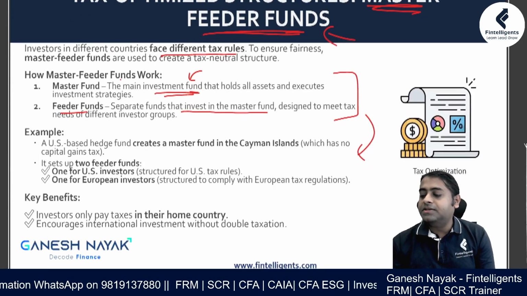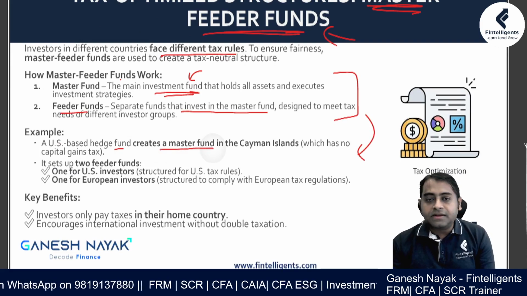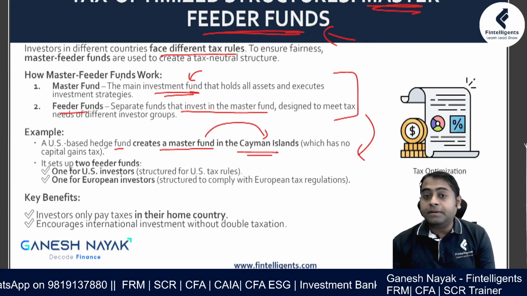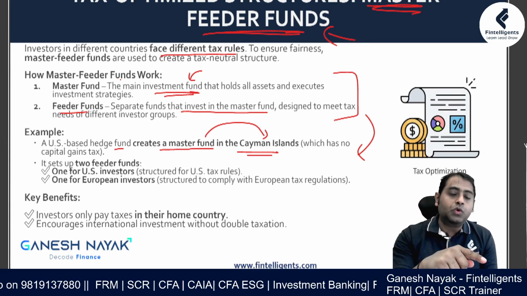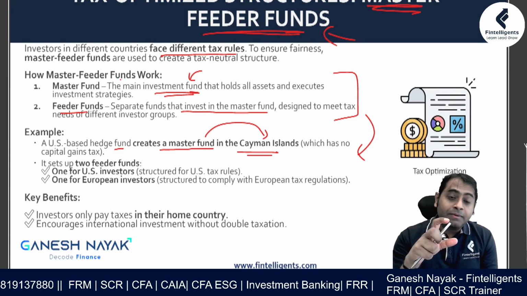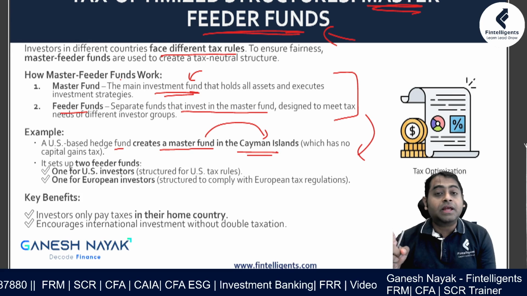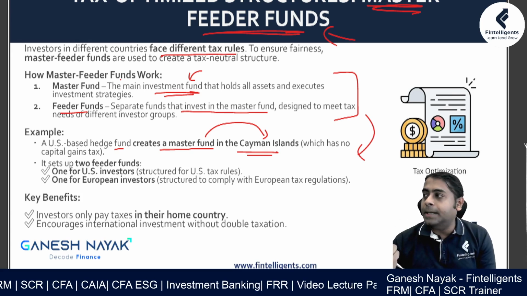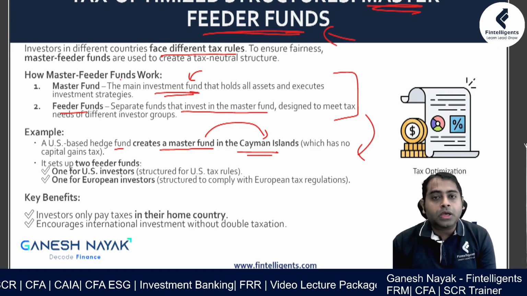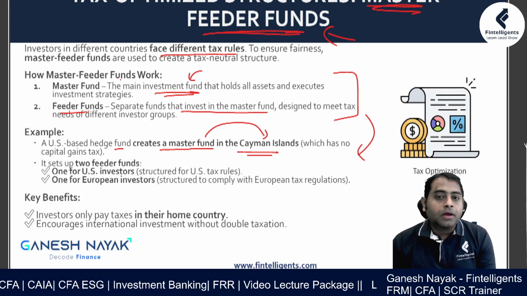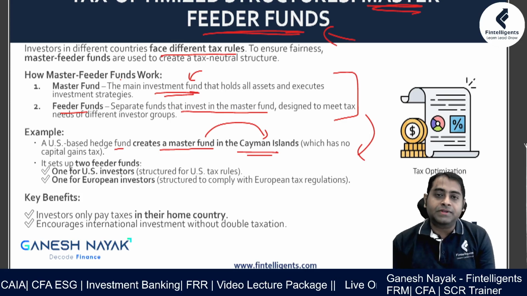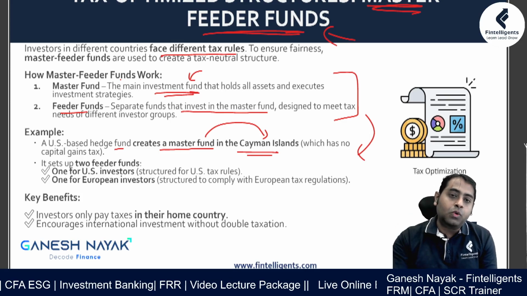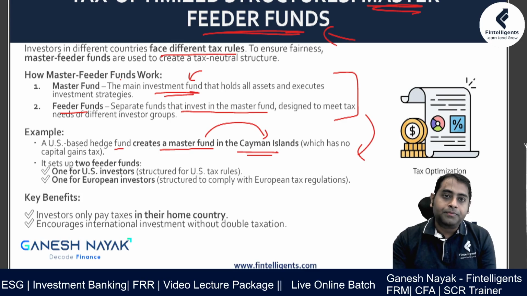A US based hedge fund creates a master fund in Cayman Island. That means whatever purchasing is going to happen, whatever assets will be managed, are in Cayman Island. What is Cayman Island? It's a tax haven. Isle of Man, then you have Mauritius, Panama, then you have Cayman Island. These are all tax havens, right? So over here, whatever assets you're holding, there is no tax that you have to pay, right?